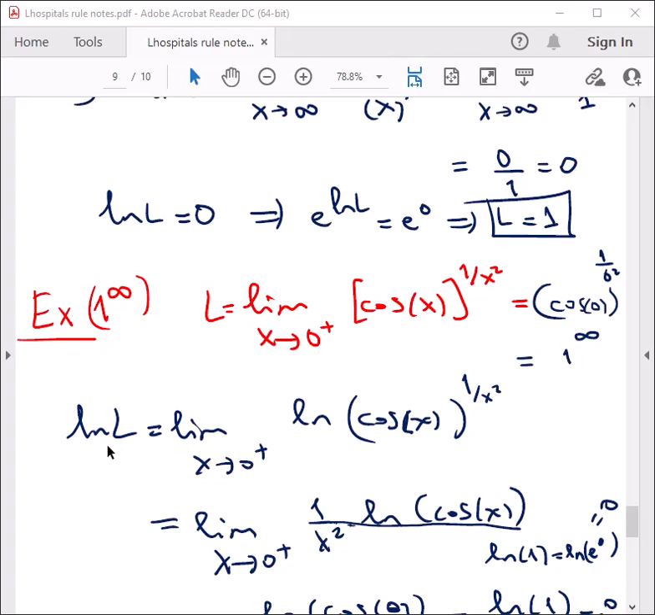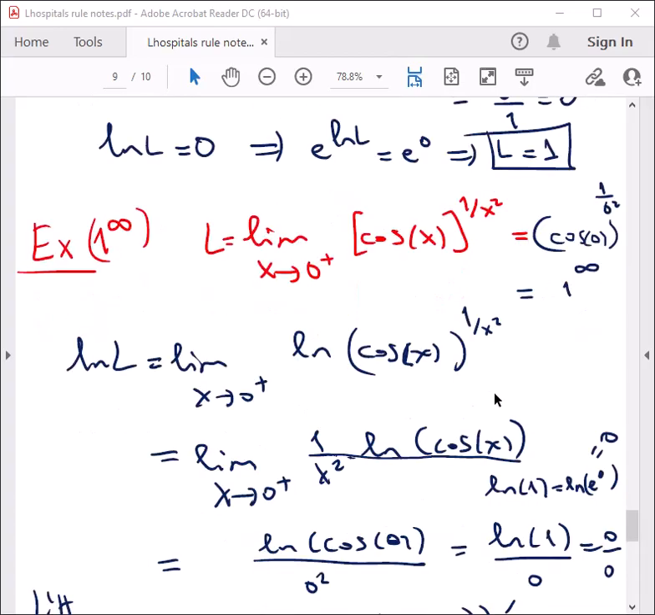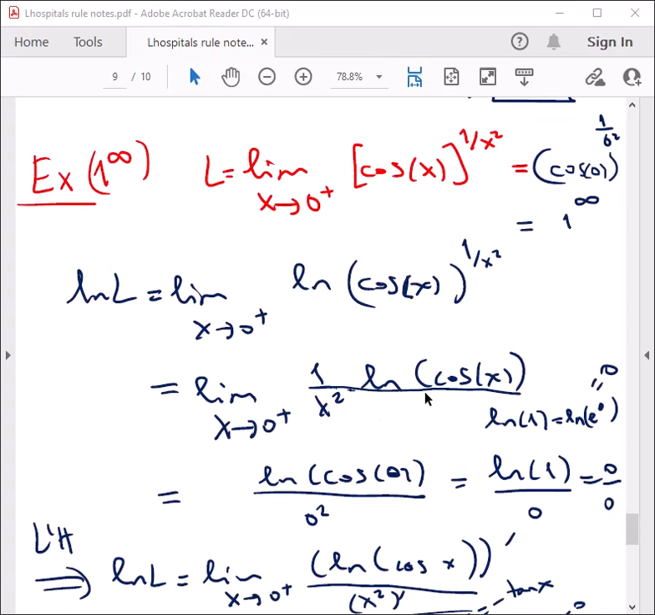So what do we do? We call this limit L, and then we take the ln of both sides. So ln of L equals limit of ln of cosine of x to the power 1 over x squared. So that 1 over x squared inside the ln can be taken outside and multiplied. So 1 over x squared times ln of cosine of x. Now take the limit when x goes to 0. ln of cosine of x will go to ln of cosine of 0. Cosine of 0 is 1.